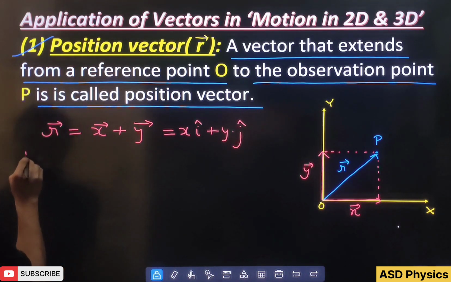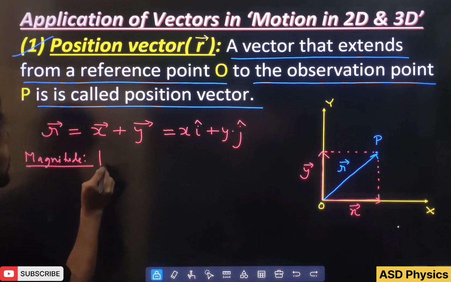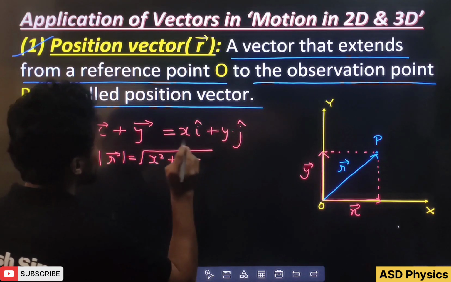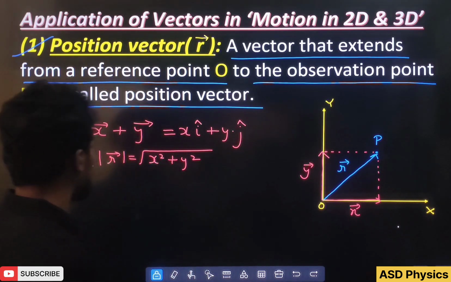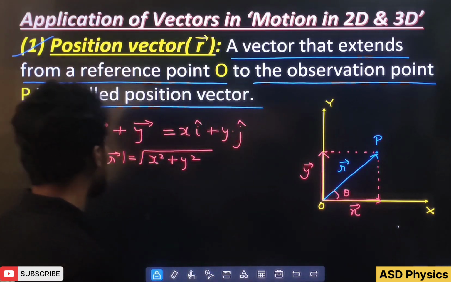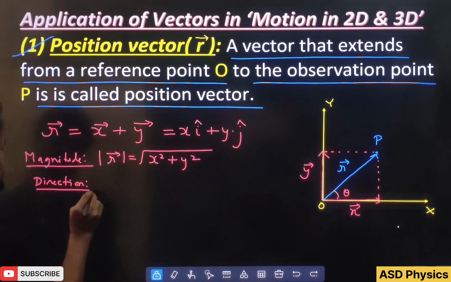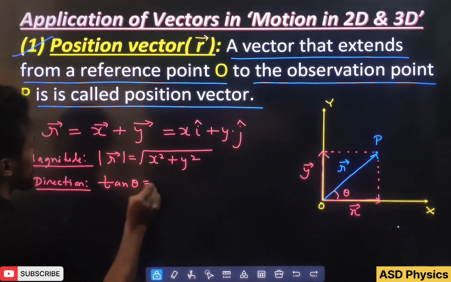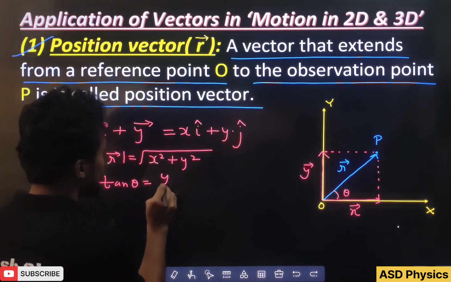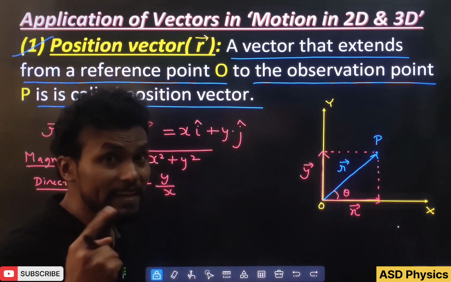Now students, if I talk about the magnitude, the magnitude of this position vector R is given, from Pythagoras theorem, by square root of x square plus y square. And if we have to talk about the direction also, let's take this angle is theta. The direction is given by tan theta, meaning opposite by adjacent. This length is y, this length is x. So we can write y by x, or coefficient of j cap by coefficient of i cap. We are seeing the angle from the horizontal.